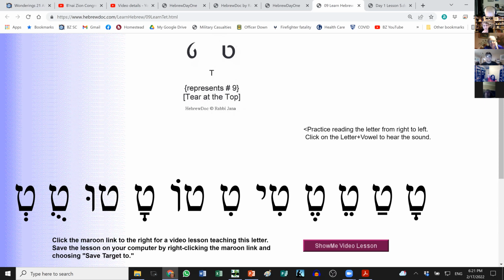But I want to point out something that we didn't yet ask. Why do we have two T sounds in Hebrew? You already learned the tav. Why do we need another T sound? I'm glad you asked that. The answer is we don't, and they don't sound the same.